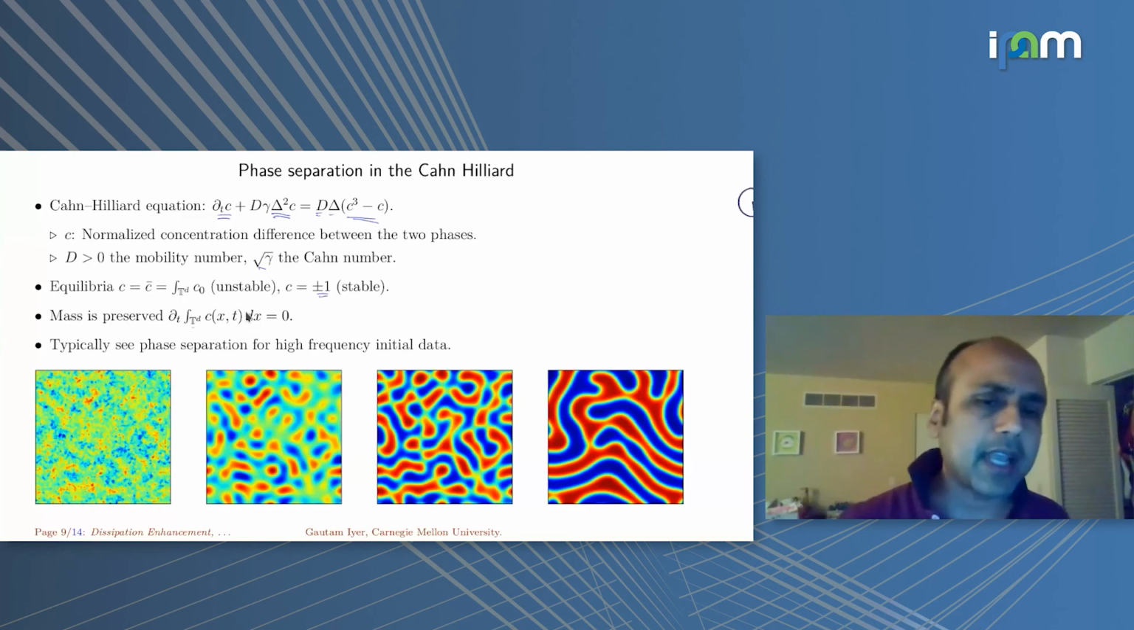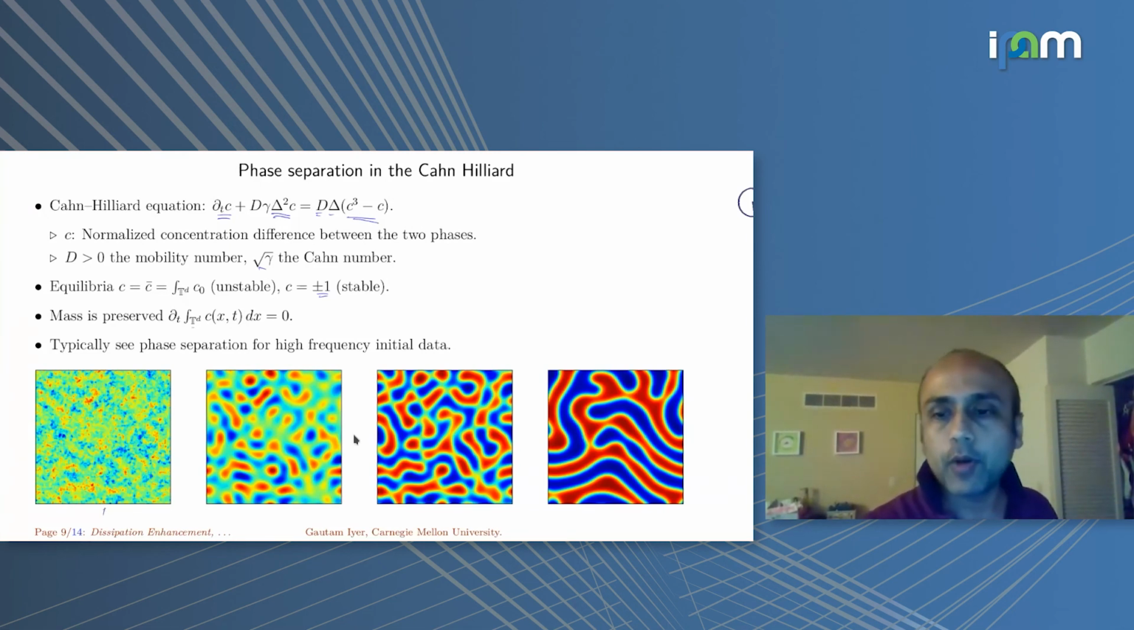I'm going to solve it again on the torus with periodic boundary conditions. And the typical pictures you see are here, right? I start with really high frequency initial data, and as time evolves, you start getting these characteristic ridges.